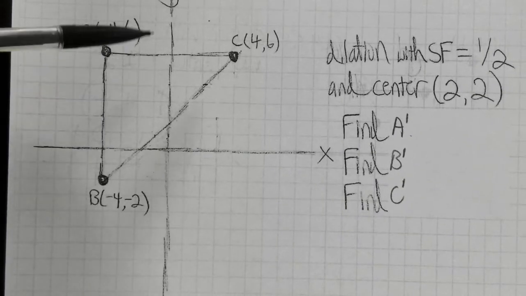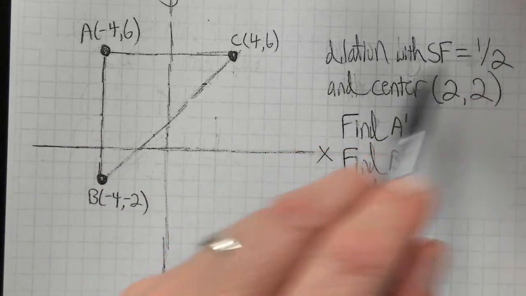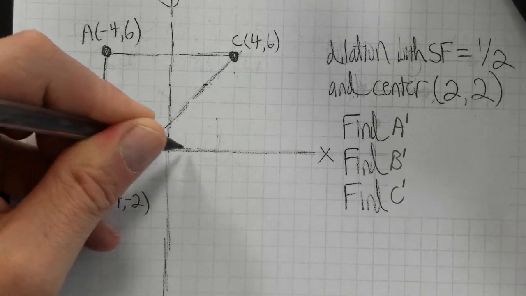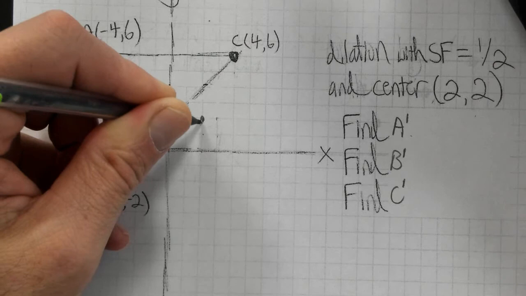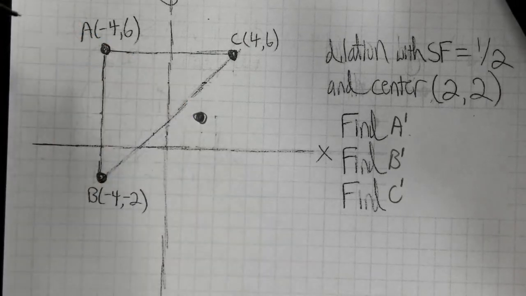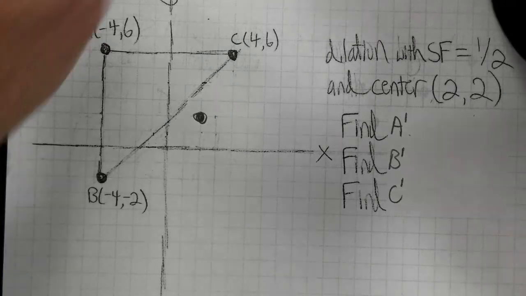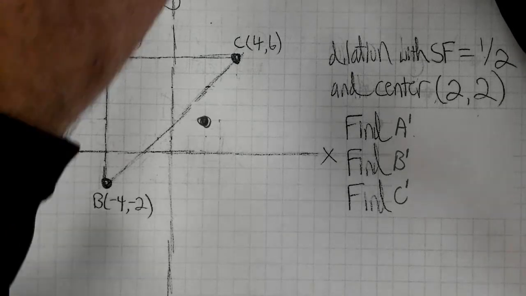Okay, so now in this next one, we have a dilation with a scale factor of 1/2, and my center is 2, 2. So let's locate my center of dilation. Over 2, 1, 2, and up 1, 2. Okay, so 2, 2 is my center of dilation, so that's going to be the point around which everything is going to get half the size. So notice my new one will be smaller than it was before.